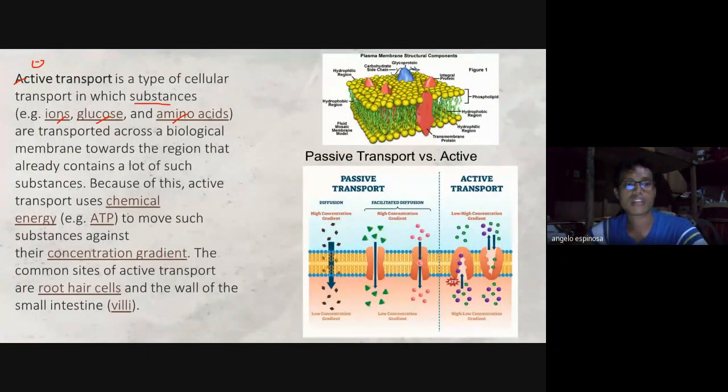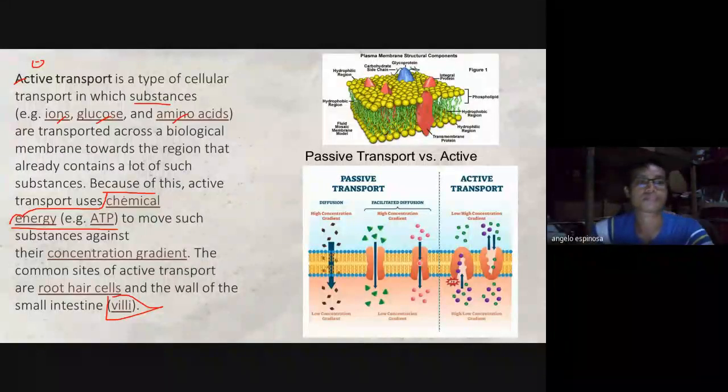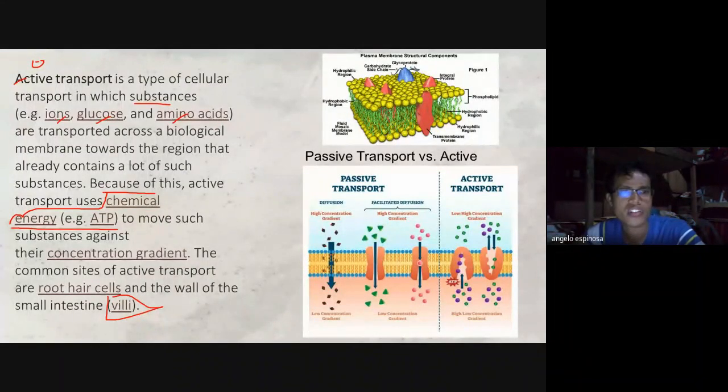Because of this, active transport uses chemical energy. As what I have said, when we say chemical energy, that is osmosis. It uses energy to move such substances against their concentration gradient. The common sites of active transport are root hair cells, the villi, and in the intestine, that is villi. So we have ions, the energy, we have glucose, carbo, and we have amino acids, proteins.